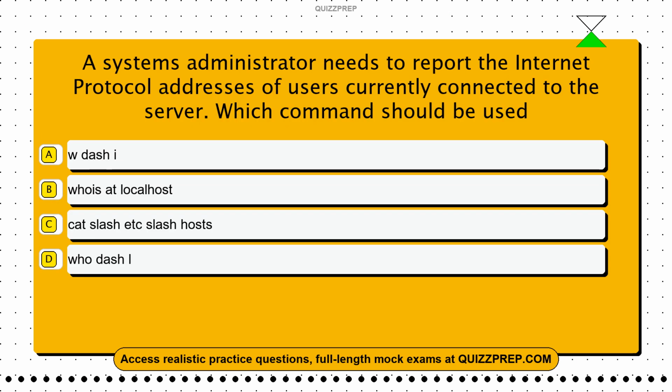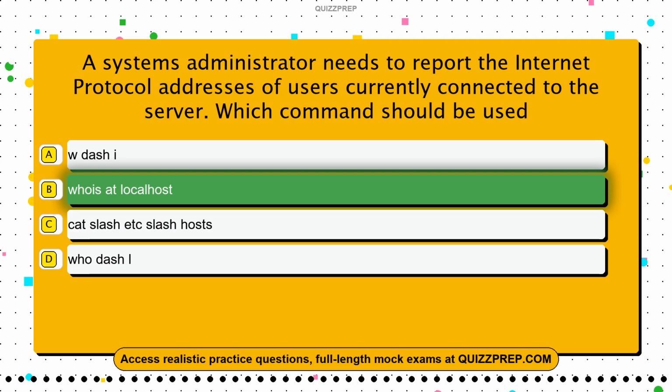Question 101. A systems administrator needs to report the Internet Protocol addresses of users currently connected to the server. Which command should be used? Option A, w -i. Option B, who at localhost. Option C, cat /etc/hosts. Option D, who -l.